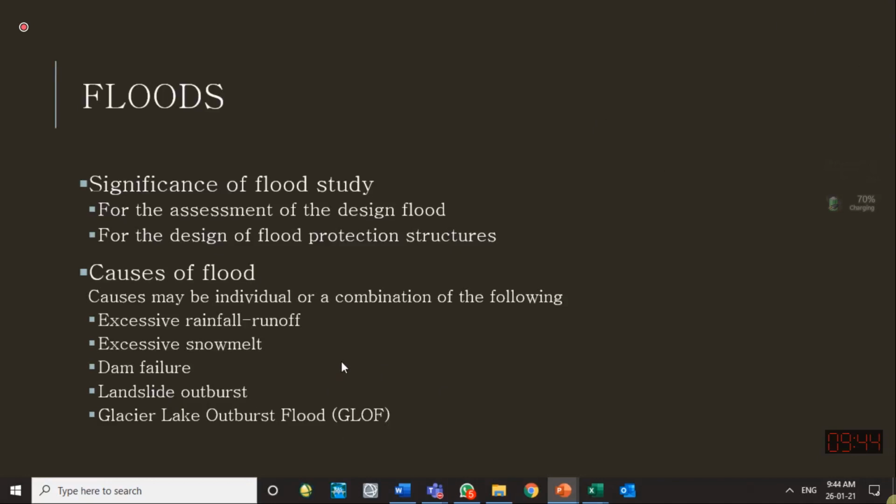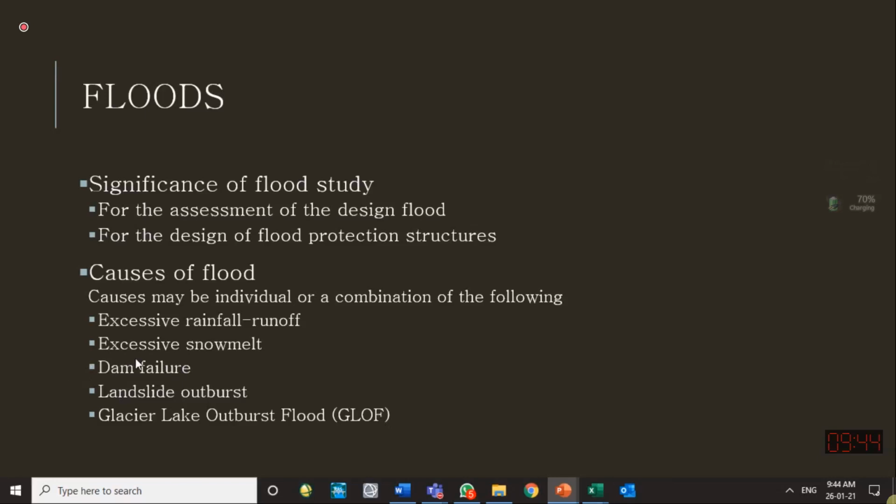So causes of the floods can be different. It is not always natural activities. Sometimes man-made activities also cause flooding. So floods can occur due to different reasons. Excessive rainfall can cause flood. We call it rainfall generated flooding. Sometimes excessive snow melt, but this snow melt does not cause sudden flooding. It will give you a sufficient time interval. So snow melt can also cause floods.